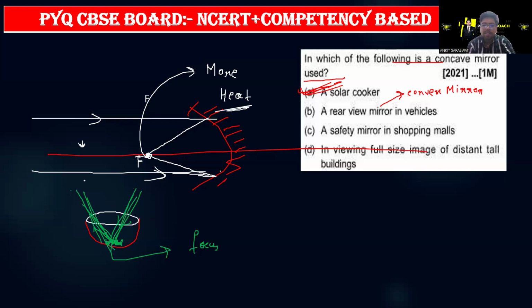Like you have heard that in childhood, we used some mirror to burn paper. So what we are actually doing is focusing all the sun rays. We are concentrating all the sun rays at a single point, so intense heat is going to be produced. So the right option is option A. Thank you.